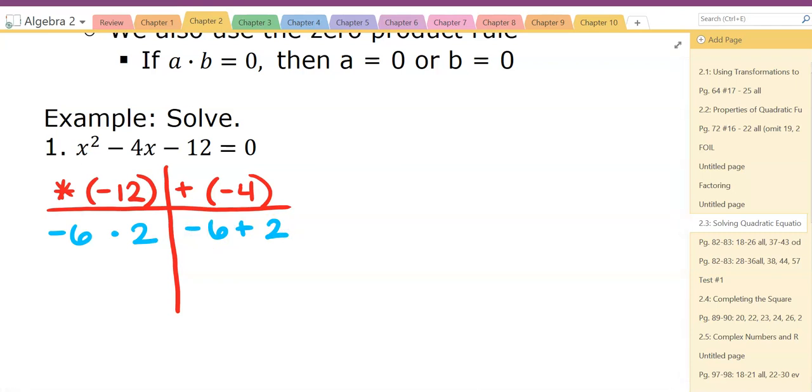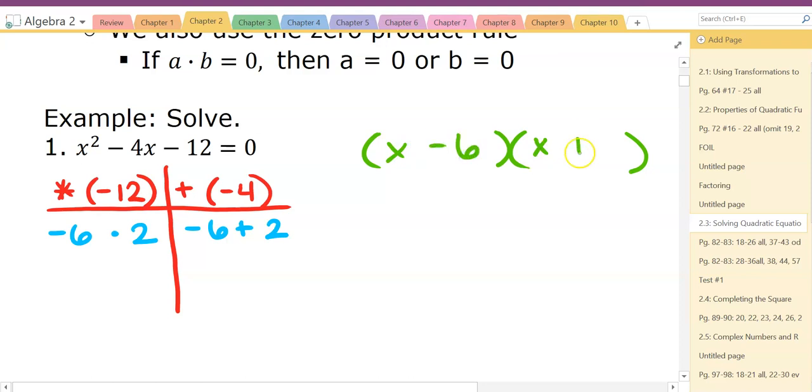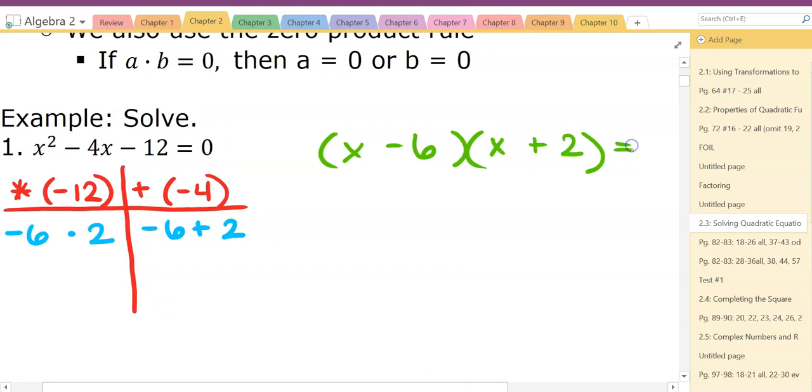So then remember how we factored it is we dropped parentheses down. We put an x in each one because it's just x squared. Then one of them's going to have minus 6. One of them's going to have plus 2. The only difference here is that I have an equals 0 at the end. And what we do with that now is we take each piece that's inside the parentheses and we set each one equal to 0 now. And then we're going to solve for x. So we're going to set x minus 6 equals 0. And then x plus 2 equals 0.